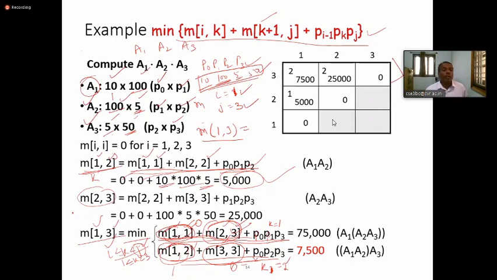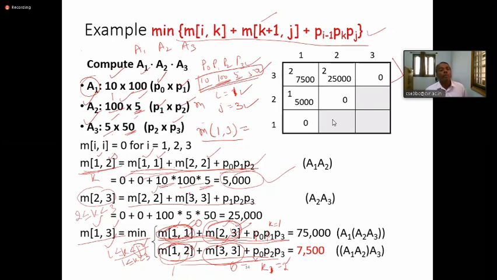Then what is I equal to? I is equal to 2. 2 is less than or equal to K, and K varies from 2 to 3 only, not equal to 3. It is K equal to 2 only. That's why I took K equal to 2. I'm substituting here M of I,K, where I is equal to 2 and K is equal to 2.